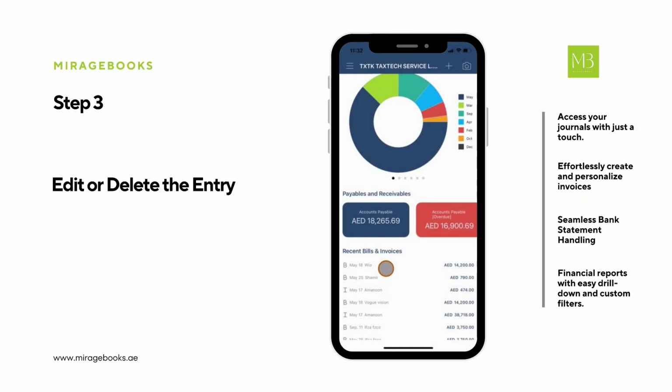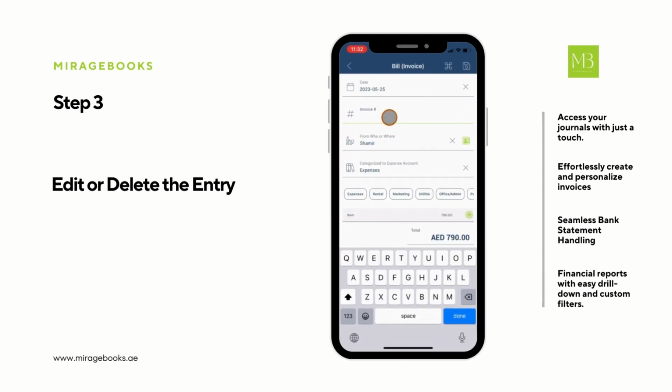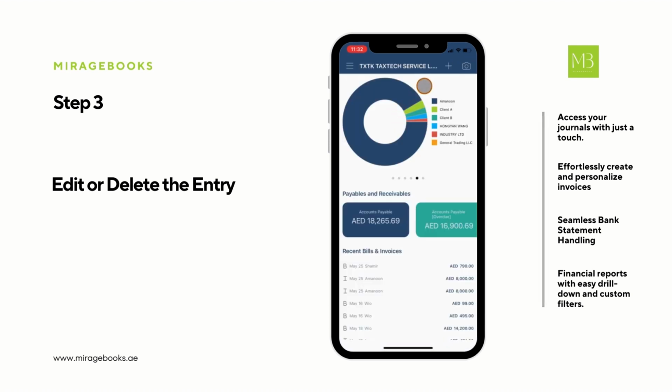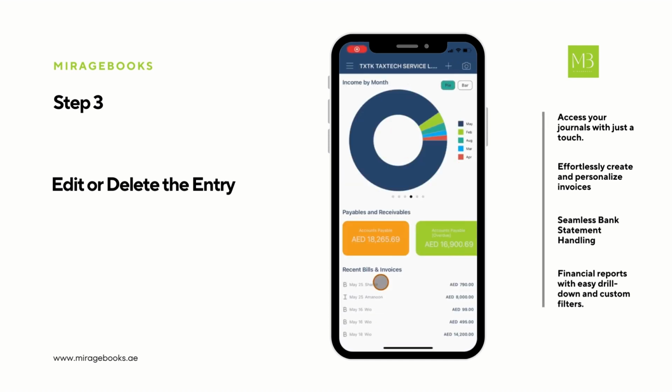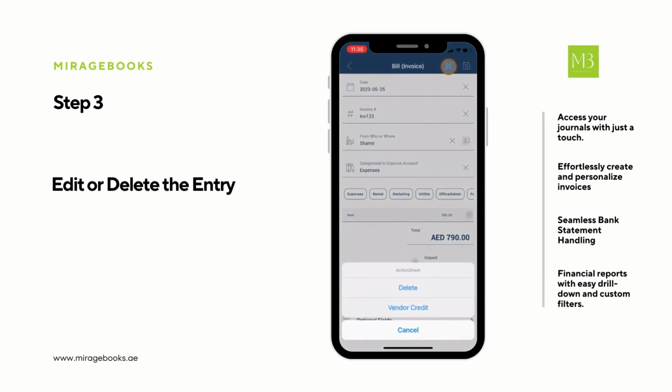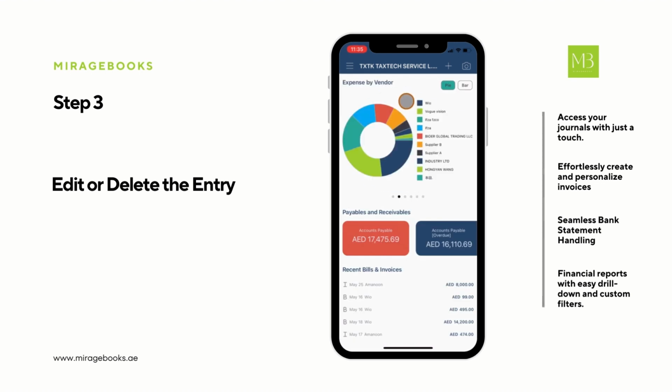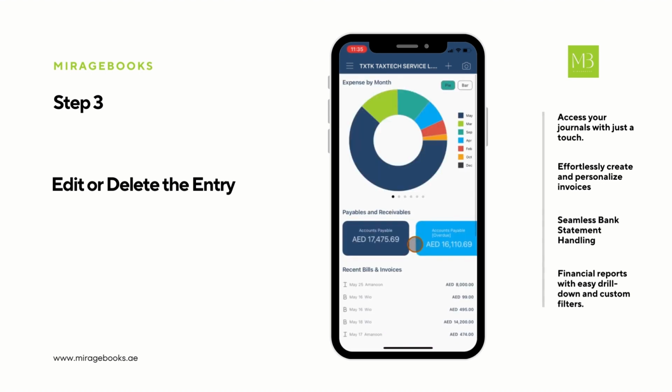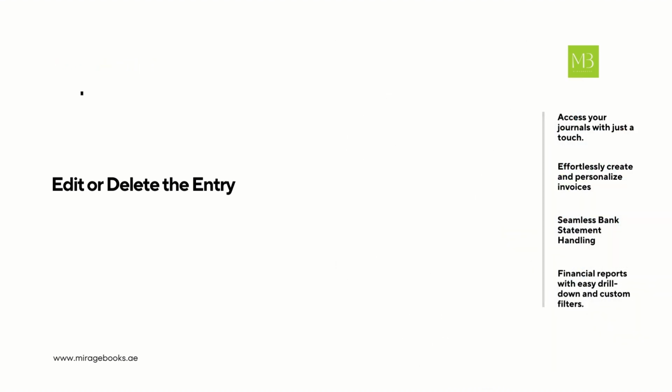With the entry now in an unpaid and unreconciled status, you can easily edit or delete the entry. Start by locating the entry in the Recent Bills and Invoices section. Double-click on it, make the changes you need, save your input, and then on the home page, refresh the data by pulling the page down. If you need to delete the record, double-click the entry, tap the Command button in the upper right corner, select Delete, and refresh the data. Your modifications are now complete.